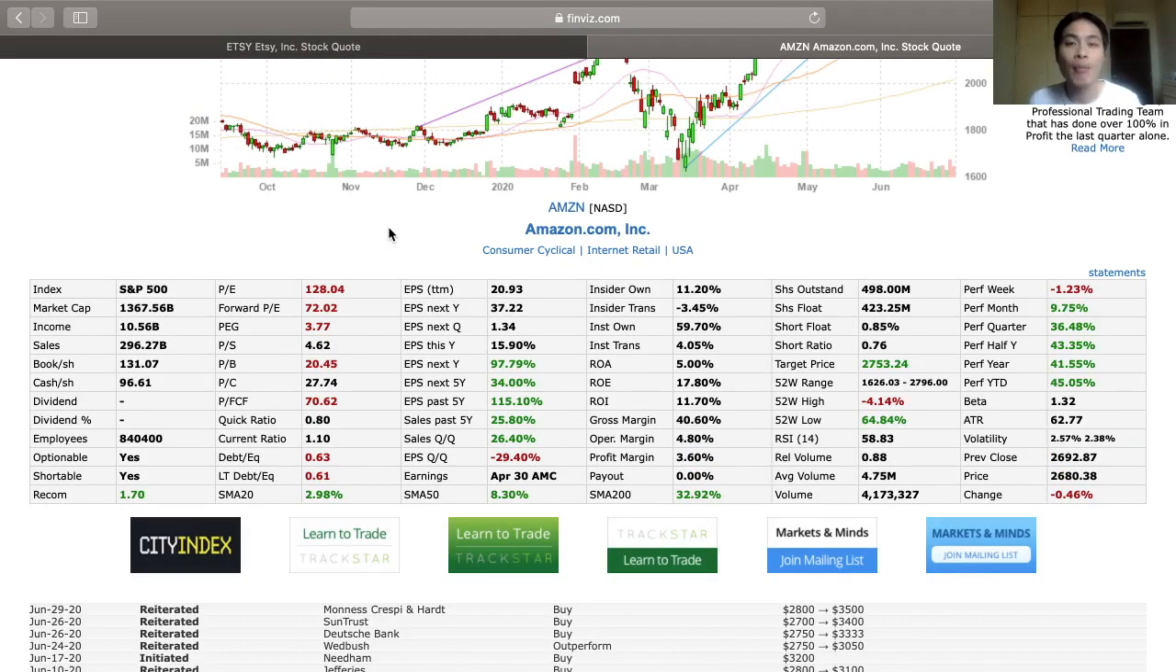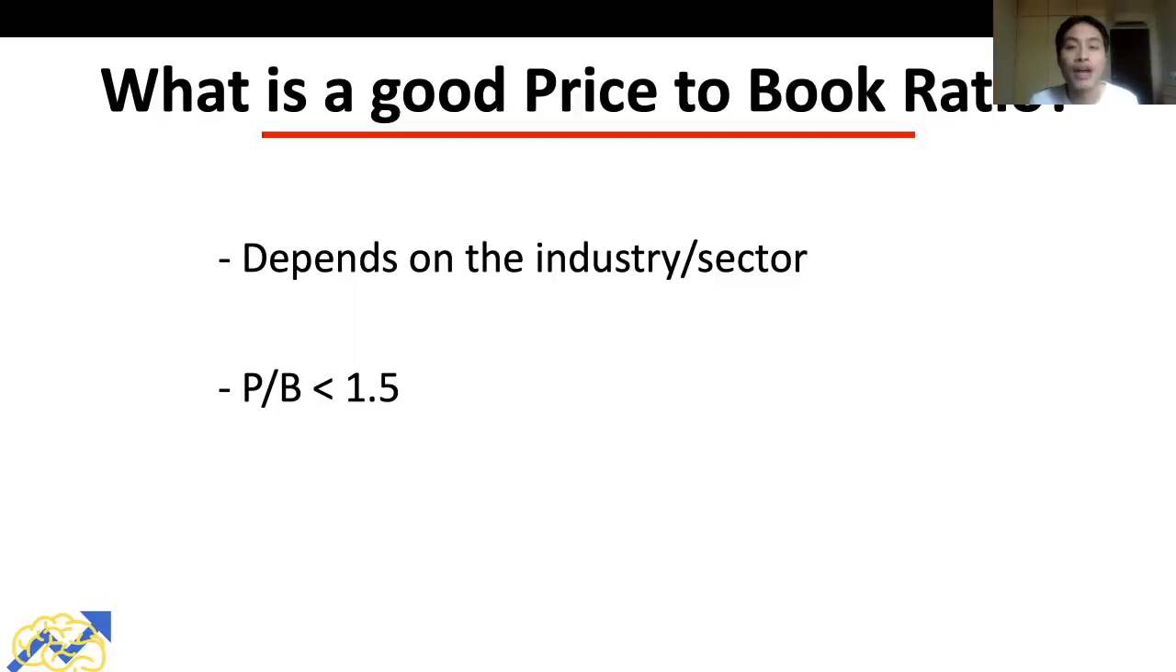Amazon. What this means for Amazon is that even though its price to book value by its absolute number is high at 20.45, if we compare it to its competitors in the same sector and industry, Amazon's price to book ratio compares favorably against its direct competitors. And that is why I do not believe that there is one absolute number that determines a good price to book ratio. Instead, I believe that a good price to book ratio is when the price to book ratio of a company compares favorably against its competitors in the same industry and sector. That is how I use the price to book ratio when investing in the stock market.